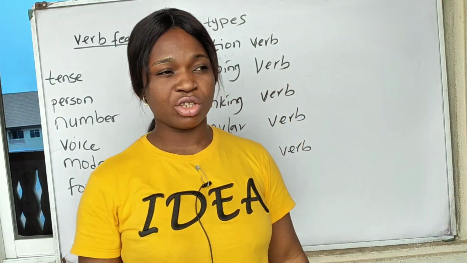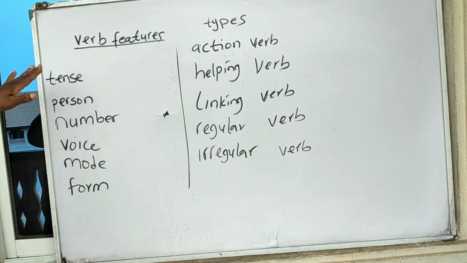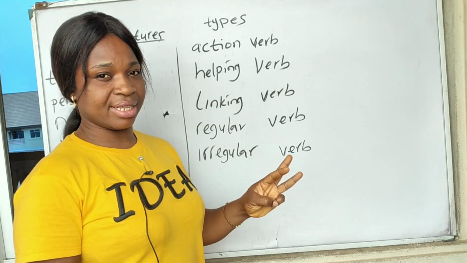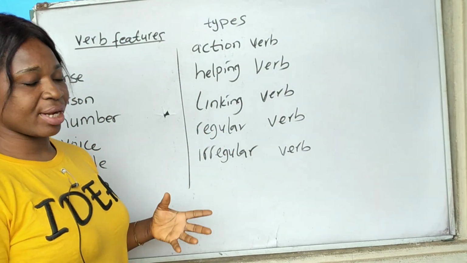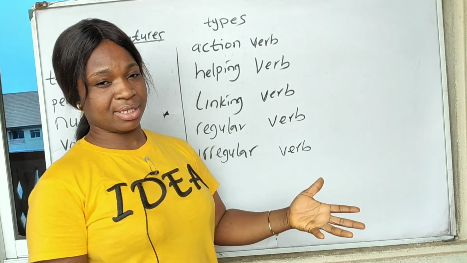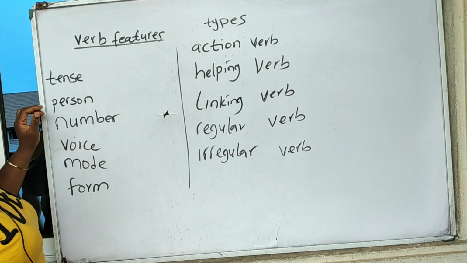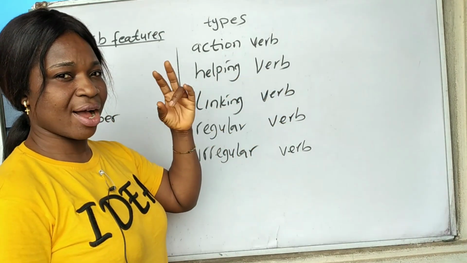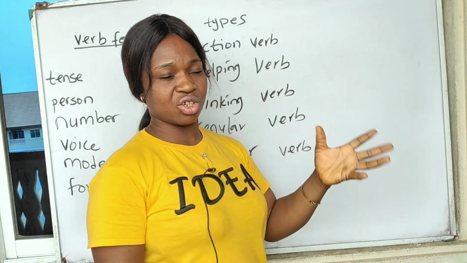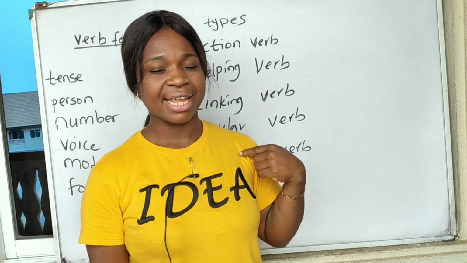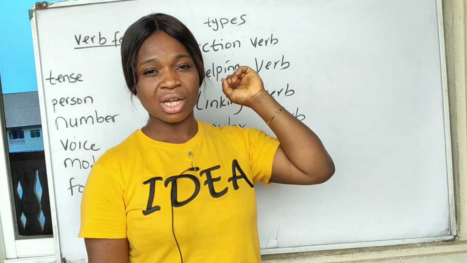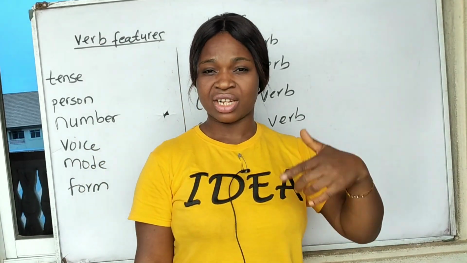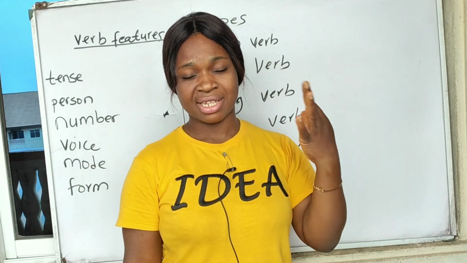So we have these features that make a verb. Verb features are tense. When we talk about tense, we have 3 basic tenses: the present, the future, and the past. And we equally have the continuous and the past participle form of tense. Now we talk about person. We have 3 persons: the first person, second, and third. The first person refers to I, the person that is talking, the second person refers to you that I'm talking to, then the third person refers to the person you are talking about.